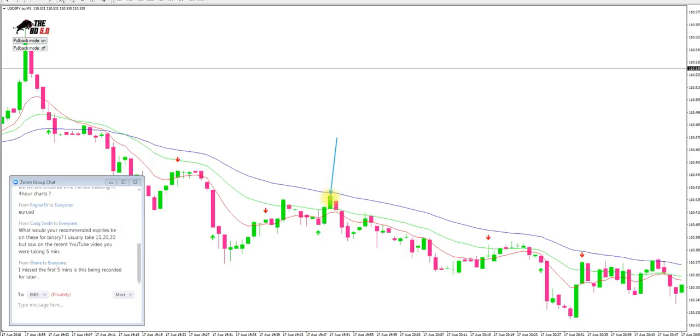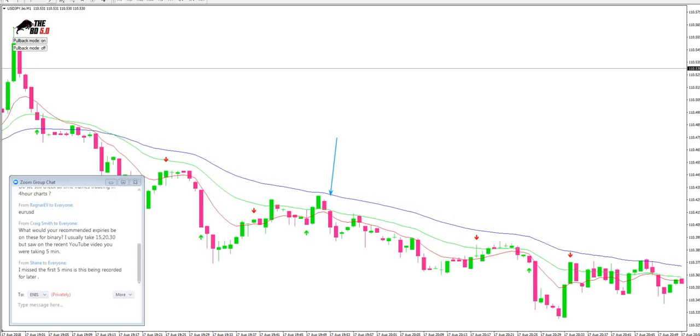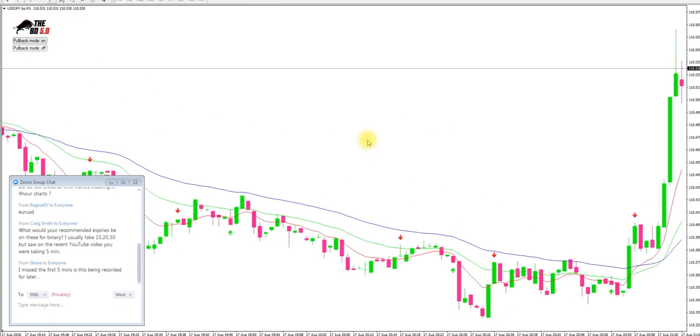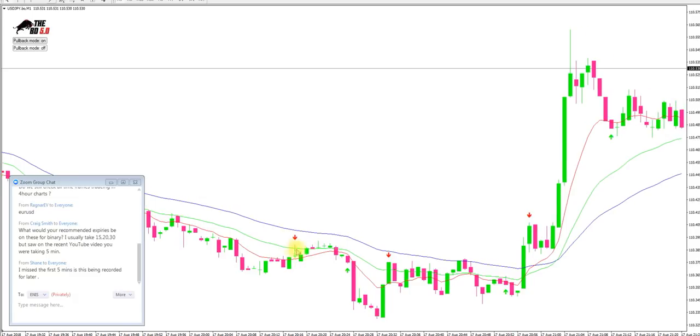See here, we didn't get a signal, but you see how the price is now in between the red, the green and the blue. It becomes a deeper winner. So just remember that if you're going to be trading it. See here, price touched the red. 1, 2, 3, 4, 5.